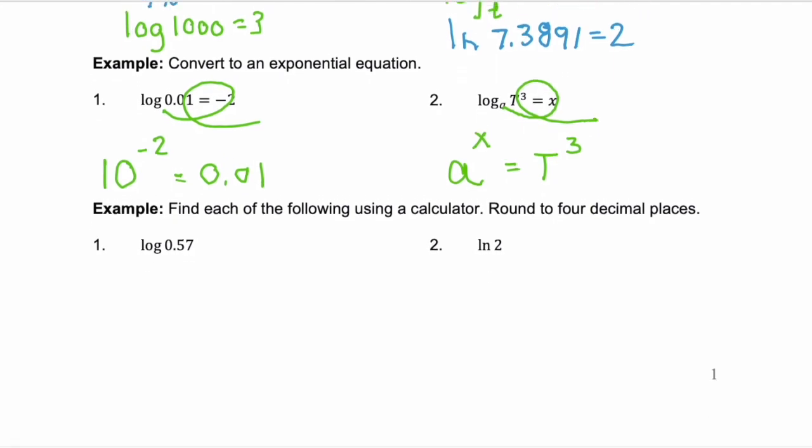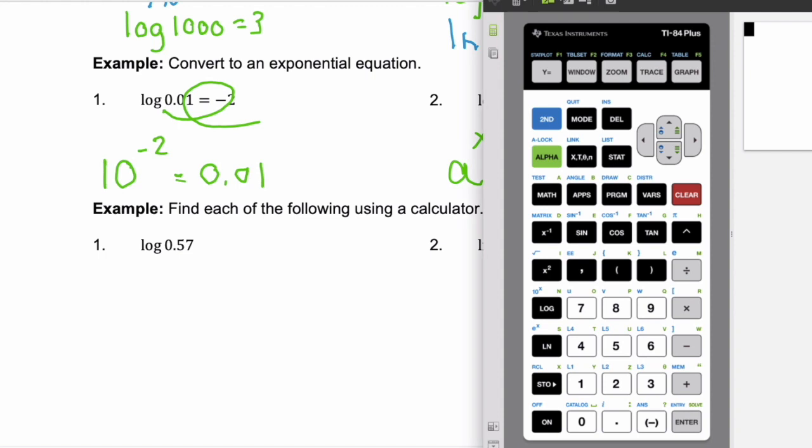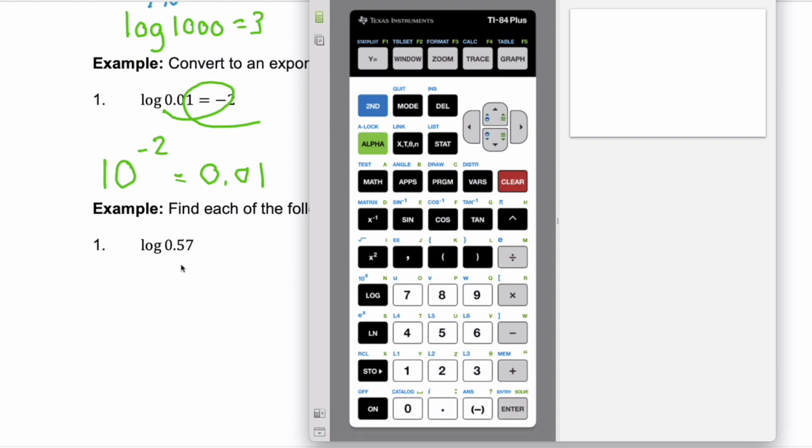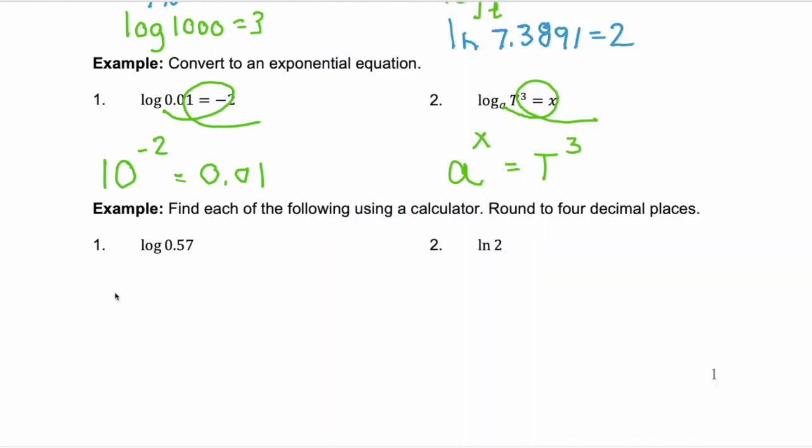And our last example for this page is using a calculator to find the log and the natural log. This is really important. We need to be comfortable with our calculators. So we'll pull up our calculator. We're going to find the log of 0.57. To do that, you're going to hit log, and then you're going to enter the value, 0.57. You have to close the parentheses, and then you're going to hit enter. And you get the result. That is negative 0.2441.